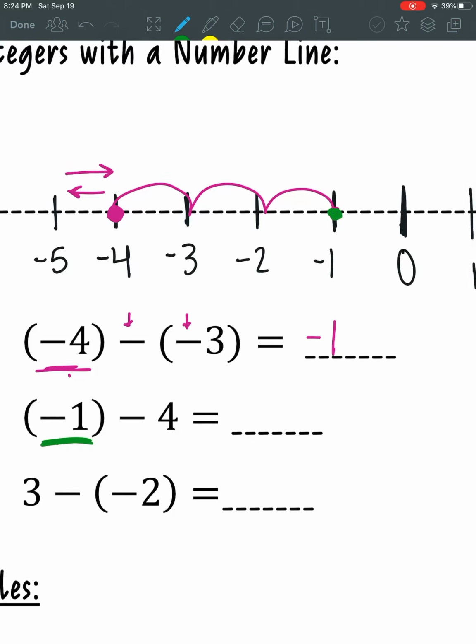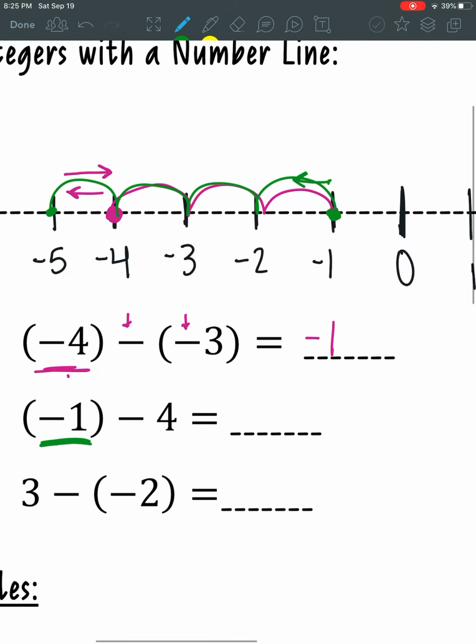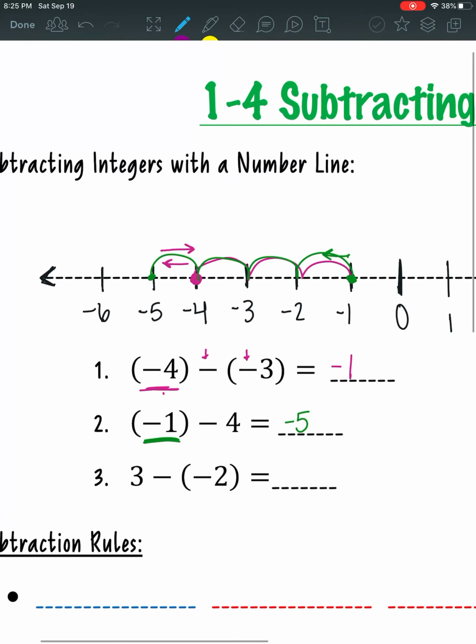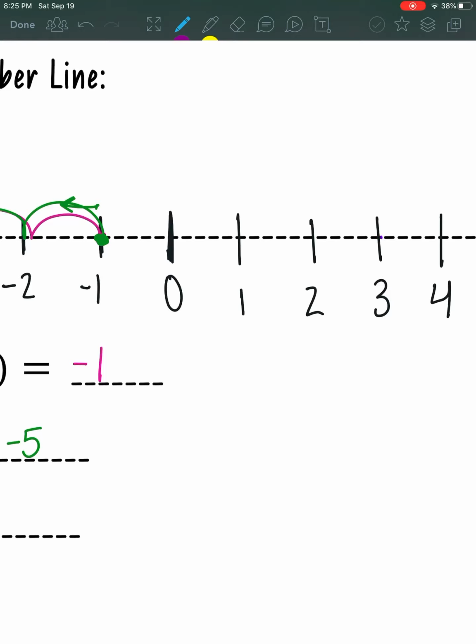Okay, let's try it again. -1, we're going to start out at this time. So I'm starting here on the number line, and we're going to subtract 4. Since we're just subtracting, we want to go towards the left. And we go 1, 2, 3, 4, and we wind up at -5. Okay, let's try another one.